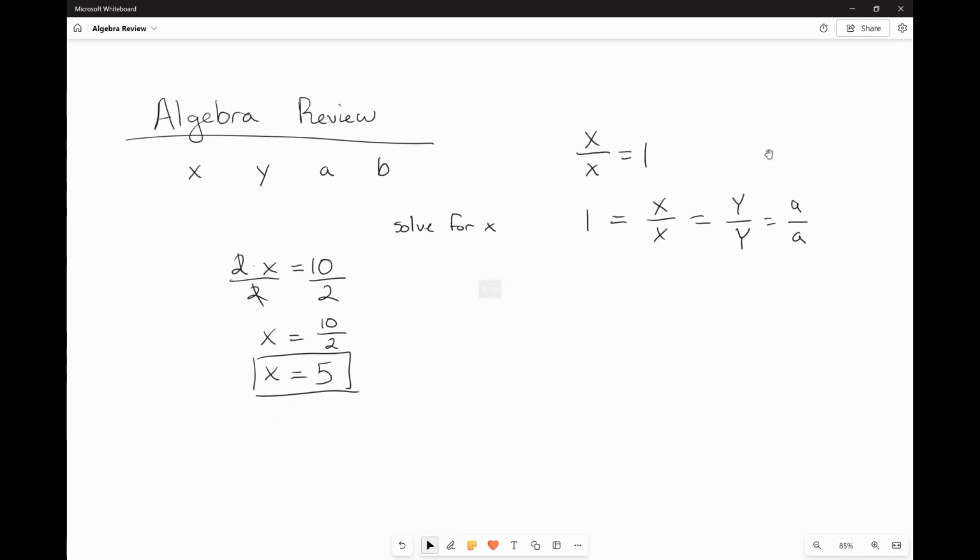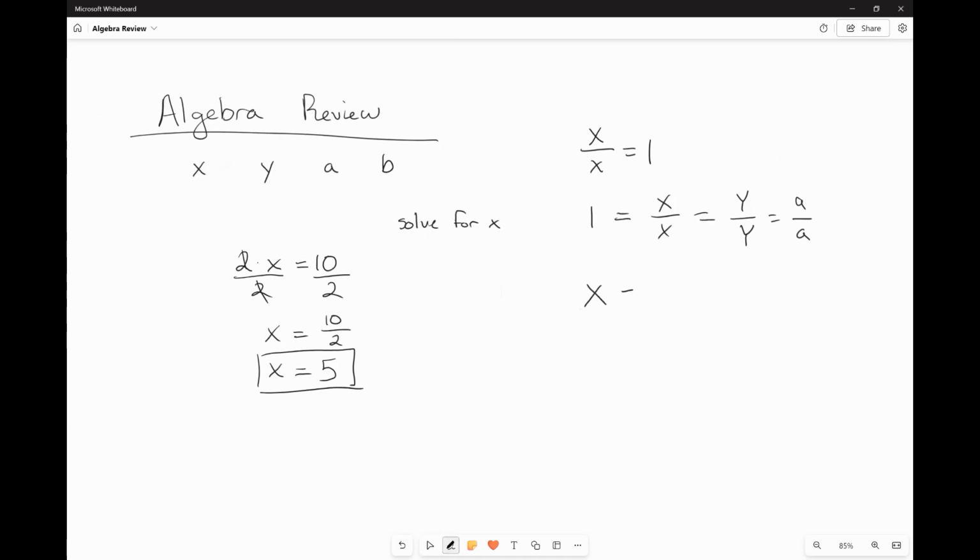I'll point out the next ones again. These may seem kind of trivial, but bear with me here. Any variable or any value can always be seen as that value times 1, because 1 times something is equal to that something. 1 times x is equal to x, 1 times y is equal to y, 1 times a is equal to a, and so on.